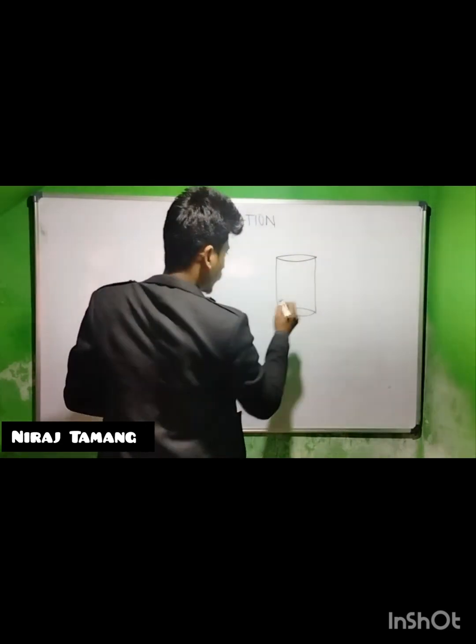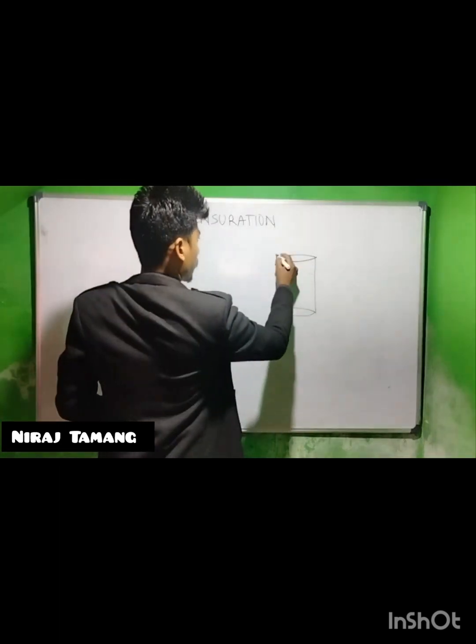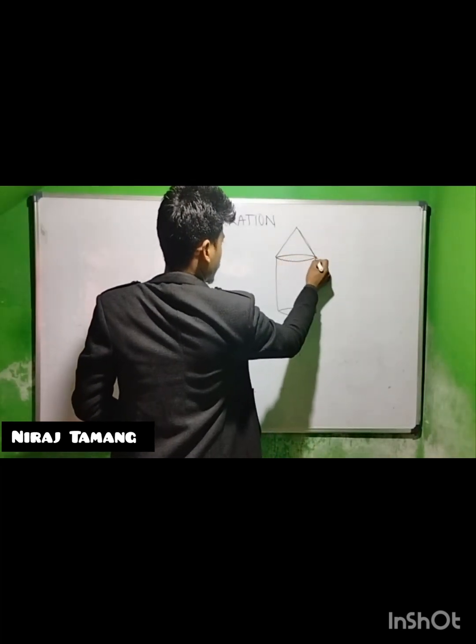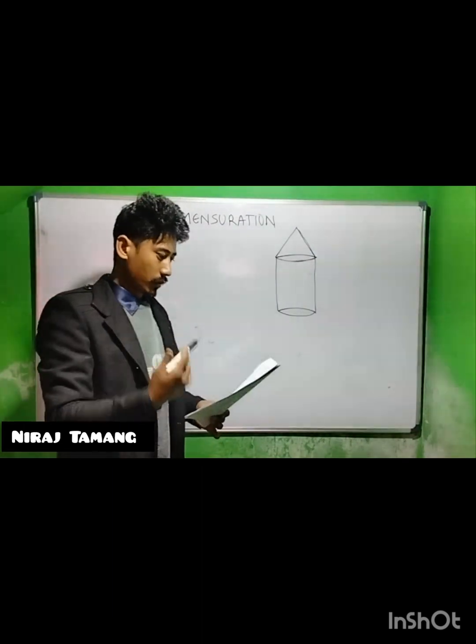So I made the cylinder surmounted by a conical top. That means on top there is a conical surface whose base is exactly the same as the cylinder. Alright, let's read the question again.